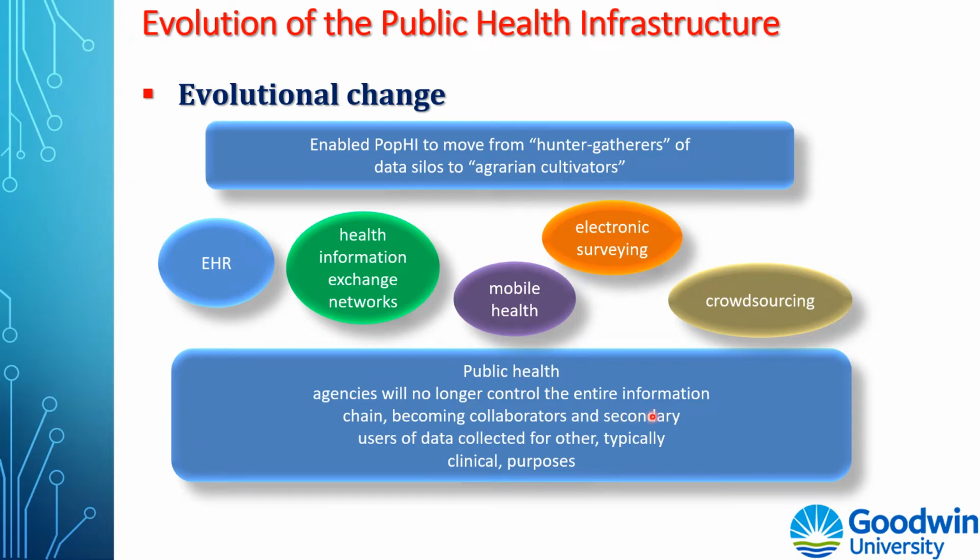So agencies no longer really control the entire information chain. Instead, they become collaborators and secondary users of data collected typically for clinical purposes. So this idea of running out looking for data is really going away in public health, into more of reportable, actionable data. There are already ways to get some of this. It's just a matter of how available it was to the public health area. And that's really what's the big change here.